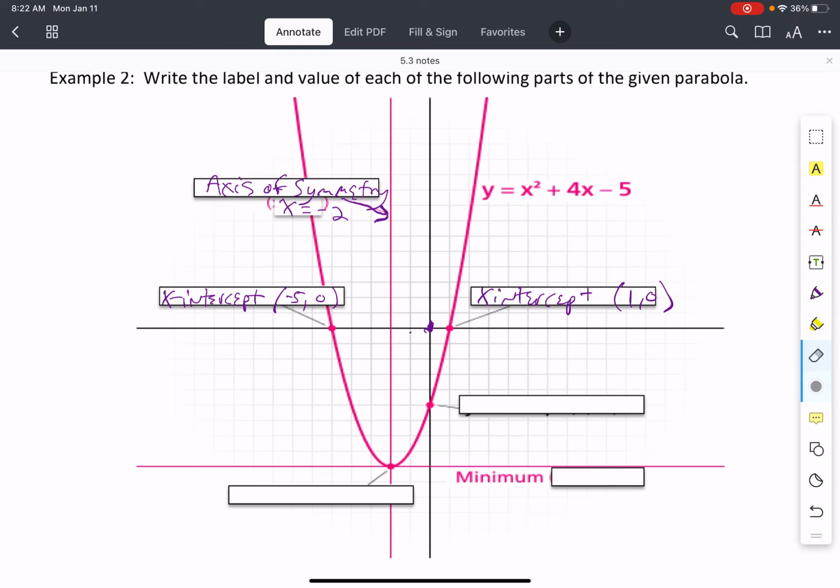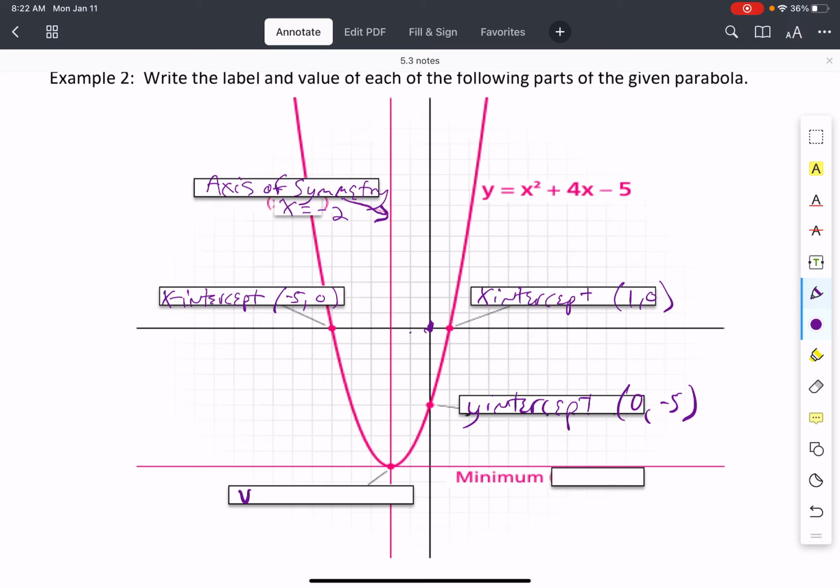Okay, what's this one? What's this one? Nope. Y-intercept. Which is what? -1, 2, 3, 4, 5. 0, -5.